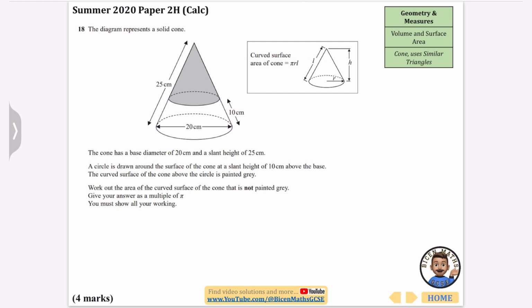Okay, well, I think we should probably begin by looking at the large cone. I think the large cone is probably going to be the easiest thing to do. So if we have a look at the large cone, because if we find the, sorry, let me start again.